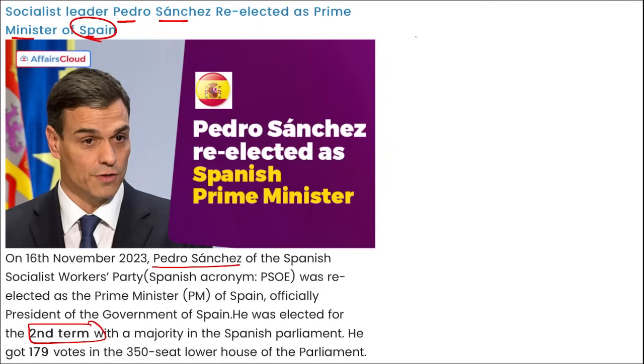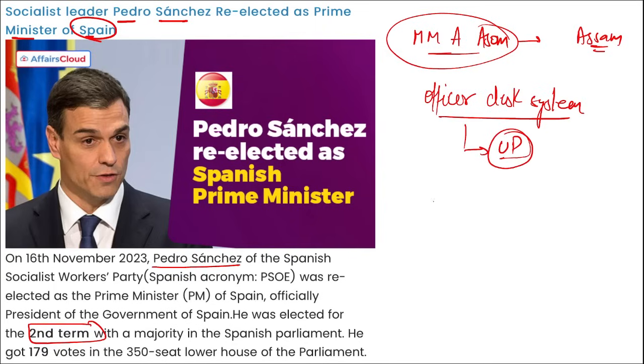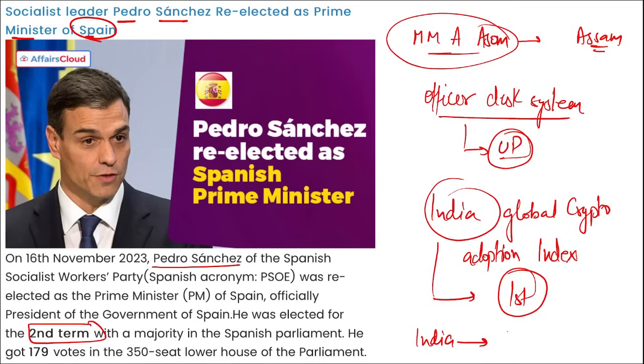Then tell me, recently, the Mukhyamantri Atmanirbhar Assam scheme. Where was this launched? As the name suggests, Assam. This was launched by Assam. Right? Then tell me, which state has launched the Officer Desk System? Right? Officer Desk System was launched by the UP government, and it was to expedite the secretariat work. Then what was the rank of India in the Global Crypto Adoption Index? So the rank of India here was first among 154 nations in the Grassroots Crypto Adoption Index. Then what is the rank of India in the Digital Quality of Life Index? So India ranks 52nd in the Digital Quality of Life Index.